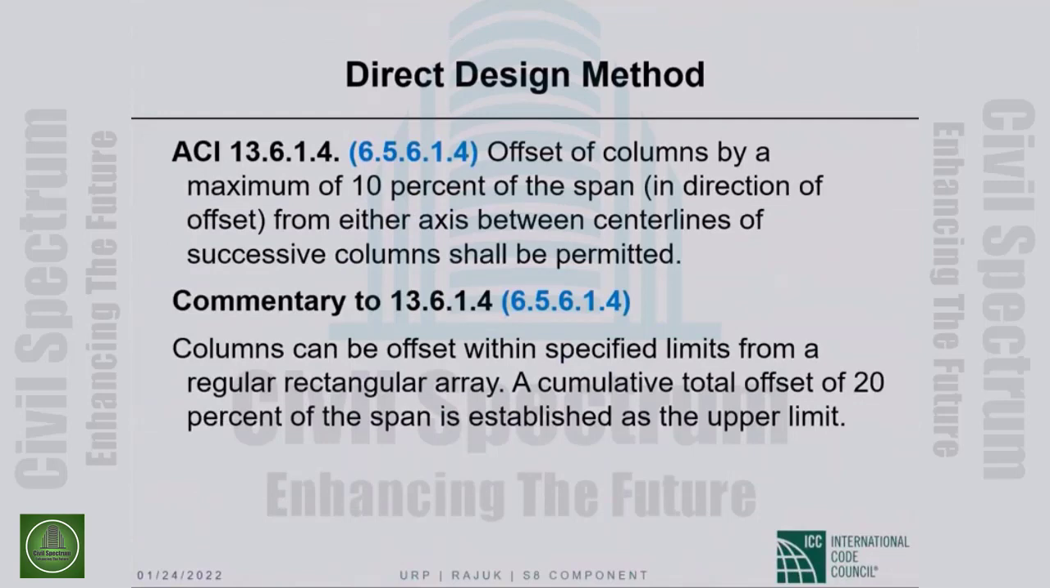Offset of columns by a maximum of 10% of the span in the direction of offset from either axis between center lines of successive columns shall be permitted. So it's a regular column layout, but some offset of the columns is permitted. And I have a picture that will explain this language. That language is not particularly understandable upon reading.